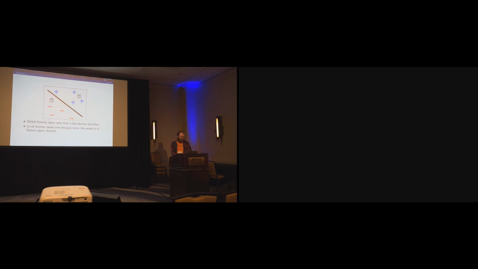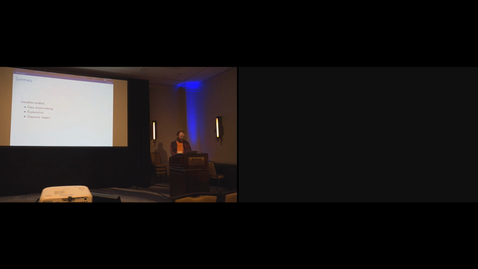So to summarize, global fairness issues arise from a bad decision boundary, which can be caused by a number of factors, such as the insufficiency of data in the facial recognition example from earlier. On the other hand, local fairness issues arise because where the sample is in feature space matters. To clarify, training processes typically optimize a global objective, which causes the fairness of some decisions to be sacrificed.